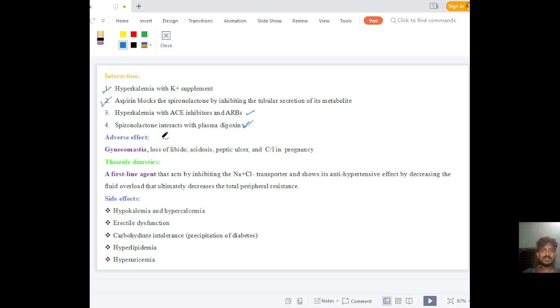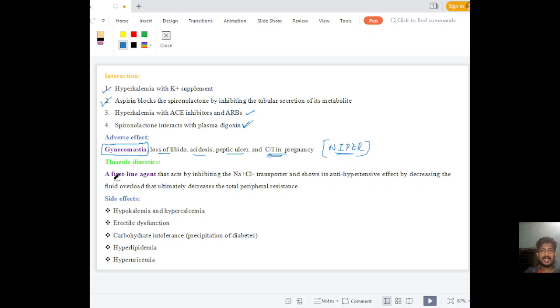If we talk about its side effects, gynecomastia is the important side effect associated with spironolactone, and this year also we got a question in NIPER about gynecomastia. Which of the following diuretics causes gynecomastia as a side effect? Other effects are loss of libido, acidosis, peptic ulcer, and it is contraindicated in pregnancy.